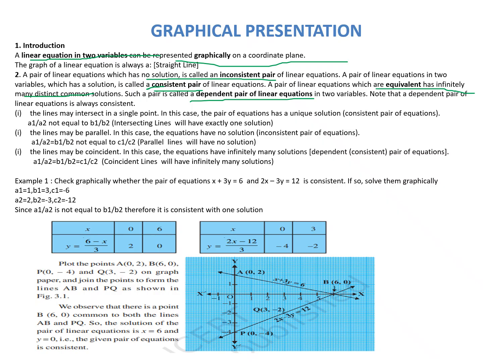So we have three possible outcomes. First, lines may intersect at a single point, which means that the pair of equations has a unique solution. Whenever a pair of equations has a unique solution, it is treated as a consistent pair. The way to demonstrate that a set of equations has a unique solution is that if a1 upon a2 is not equal to b1 by b2, it means the lines intersect and will have only one solution.